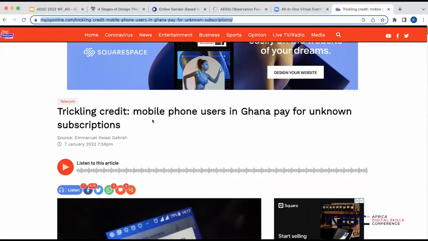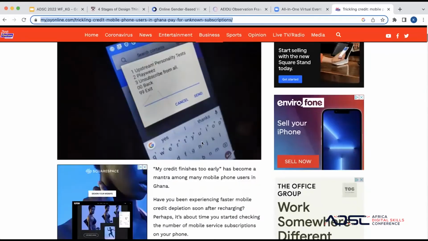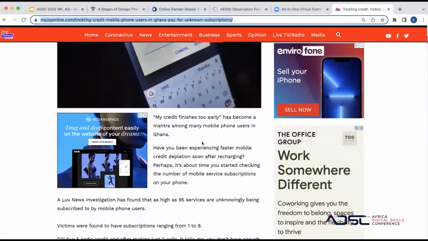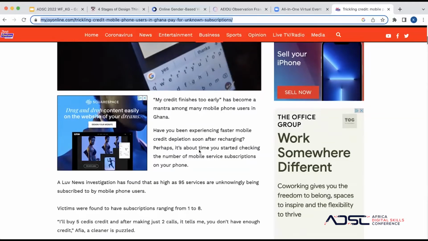So, trickling credit is like mobile phone users in Ghana actually paying for unknown subscriptions. This is not just a problem in Ghana, this is a problem all over the world. But I just found this article, which is very interesting, and it has quotes from people.